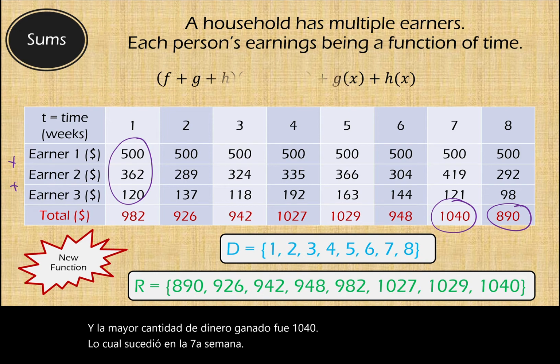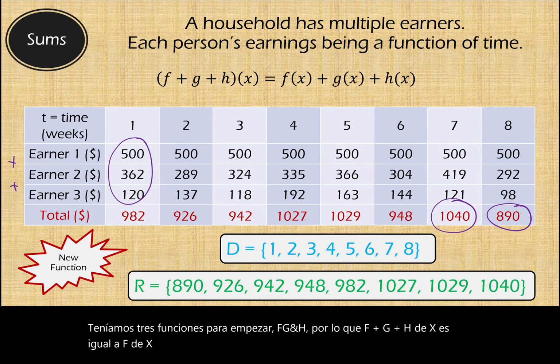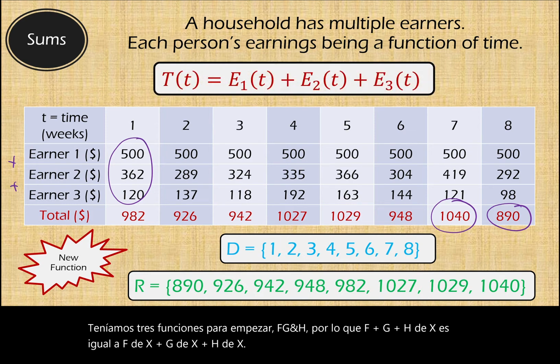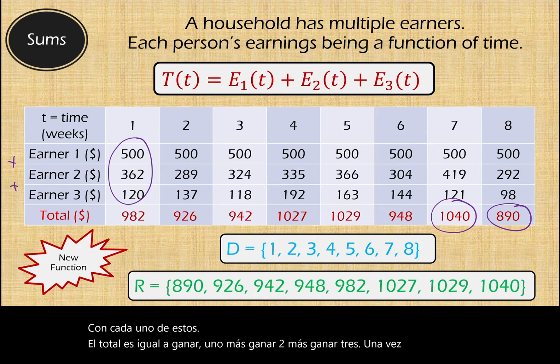Thinking about function notation, we had 3 functions to begin with, f, g, and h. So f plus g plus h of x is equal to f of x plus g of x plus h of x. Using the variables that would correspond with each of these, the total is equal to earner 1 plus earner 2 plus earner 3. Again, they're all functions of time.